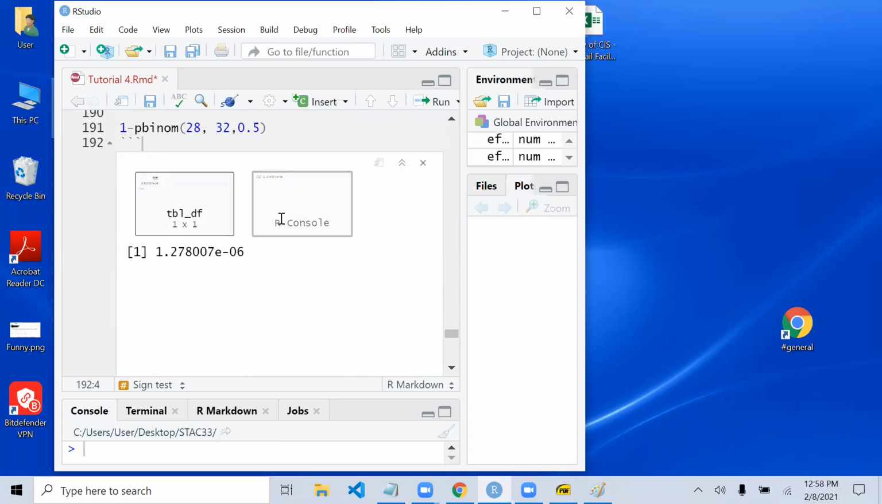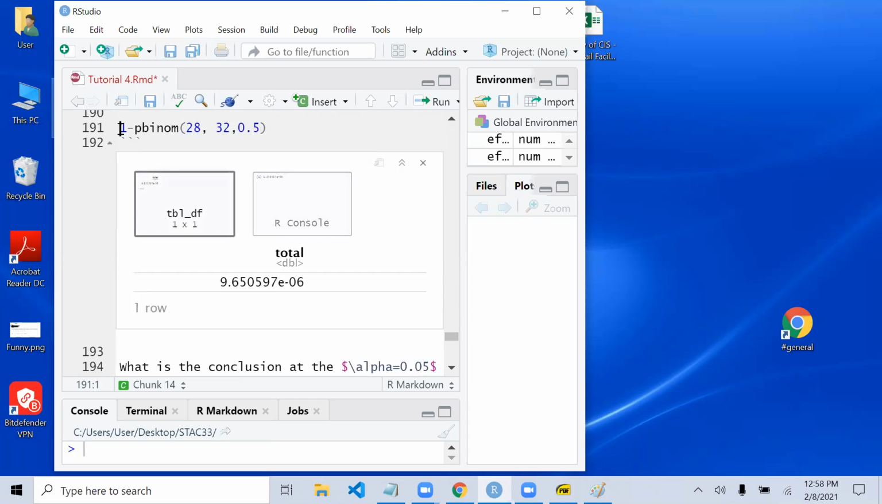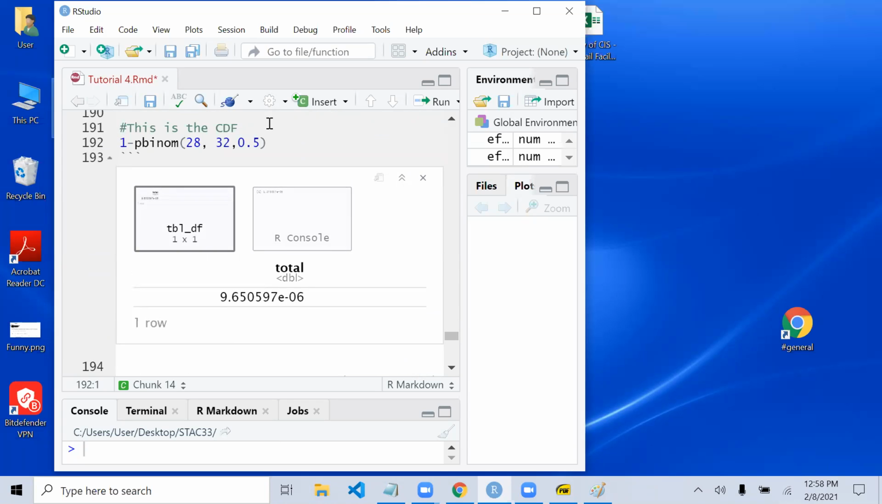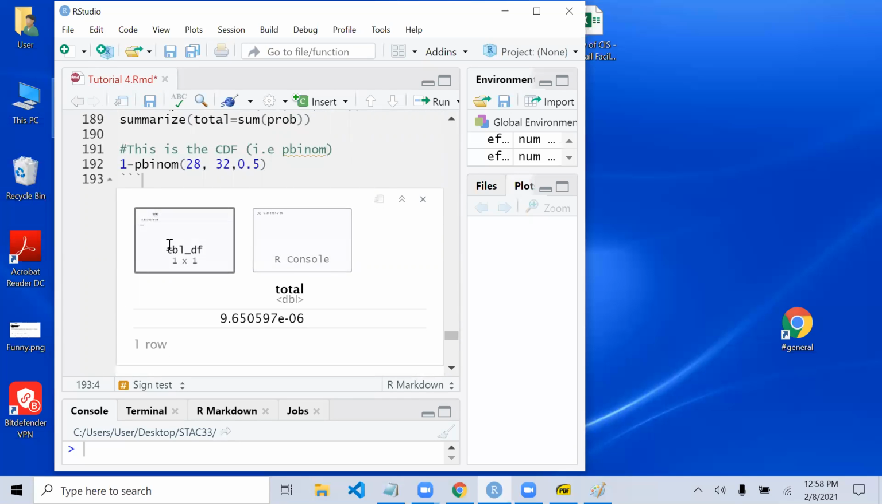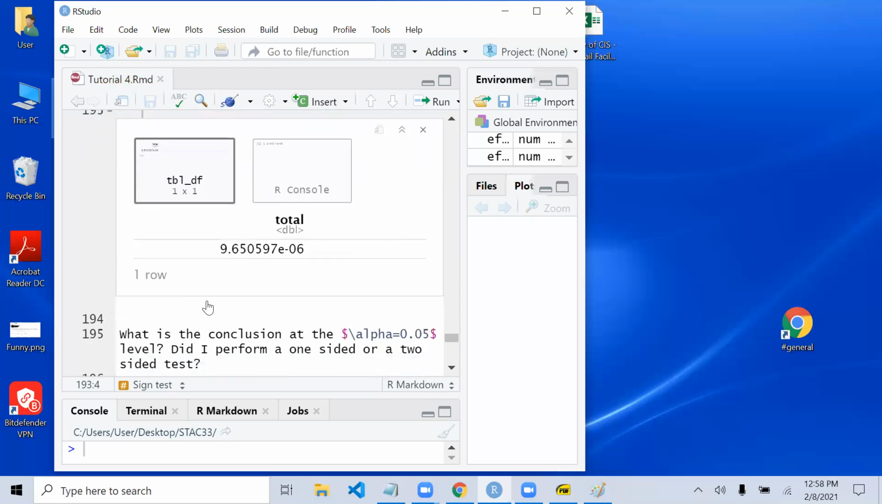I just want to point out that I suspect pbinom is a CDF, right? So if any of you are curious, you can do this as well. pbinom is a CDF, which means it gives you the area up to and including a value. So this gives you all the area up until 28, and 1 minus that should be the tail. That's why it yields a similar answer, so you could have done that as well.